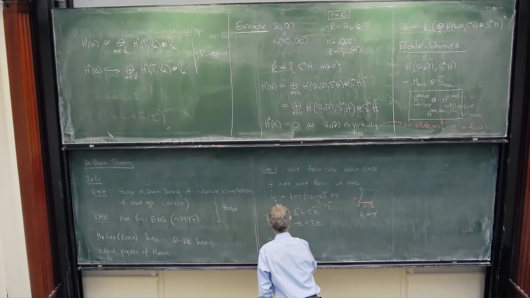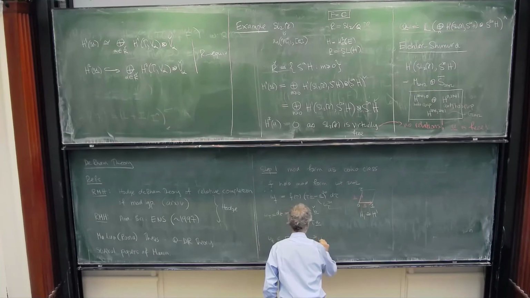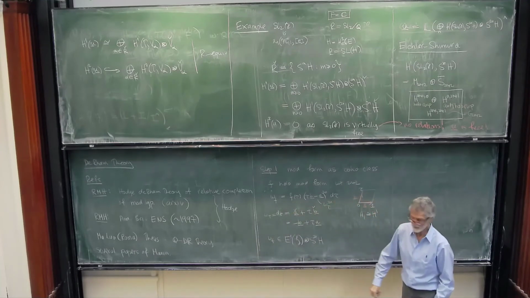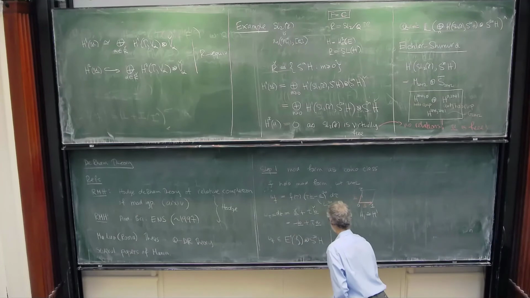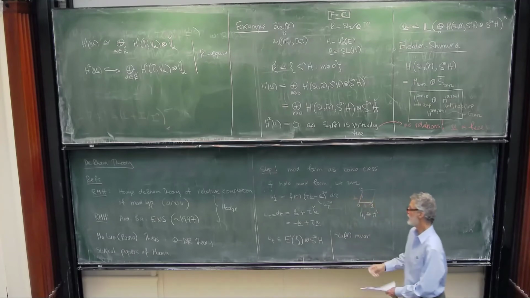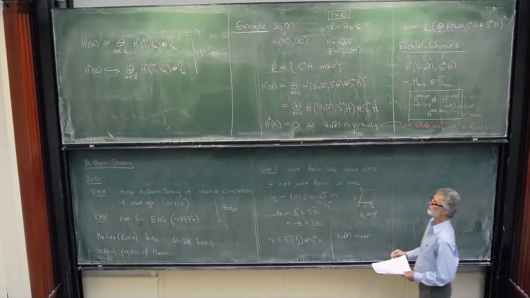So it's a holomorphic one form on the upper half plane, and it has values in S2NH. And it's gamma invariant. It's SL2Z invariant, which is what you need, and it's closed and so on.